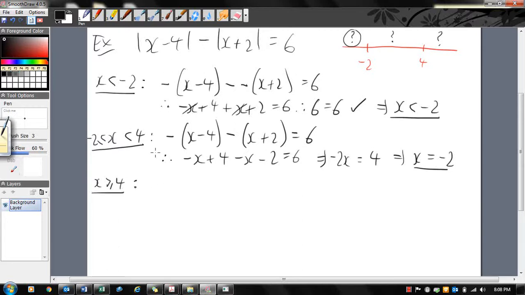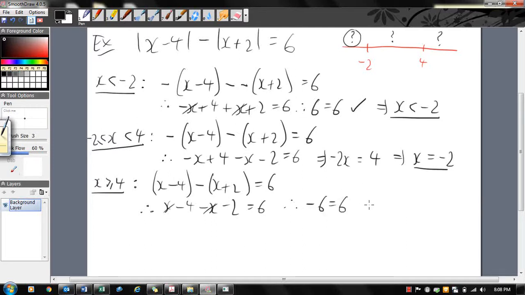Good. So let's say 10. 10 is a number that's in this region. 10 minus 4, that's always going to be positive, so that does not change. Plus 2: 10 plus 2, it's going to be a positive number again, so that doesn't change either. Equals 6. Okay. Fantastic. Let's expand it. x minus 4 minus x minus 2 equals 6. Therefore, x minus x, we get negative 6 equals 6.